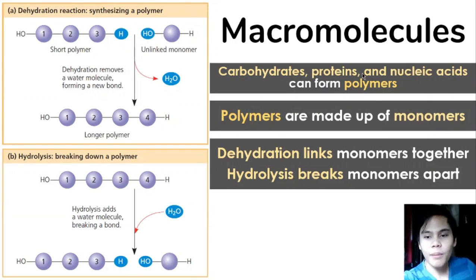First, before we go through them, we have the term macromolecules. This refers to 3 out of 4 of them. We have the carbohydrates, the proteins, and the nucleic acids. They're called macromolecules because they can form polymers, meaning many monomeric units, so single units coming together to form very long chains or polymers. So these long chains are formed by dehydration links, which put them together, and hydrolysis breaks them apart.